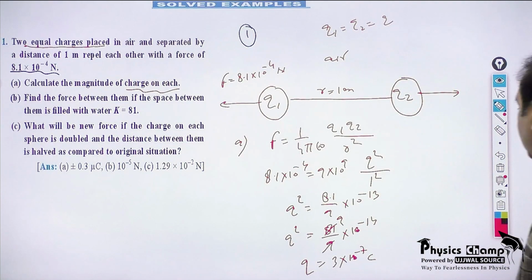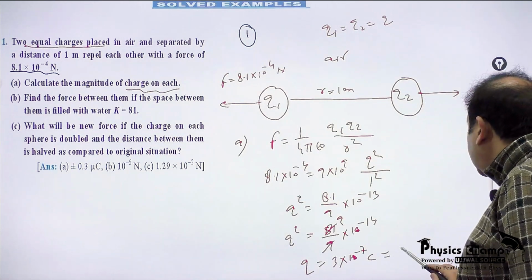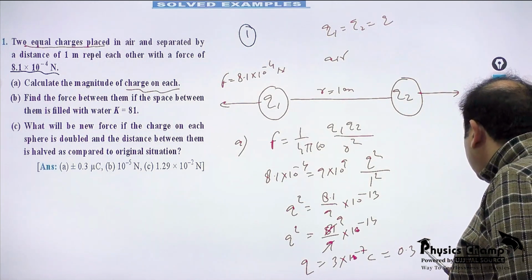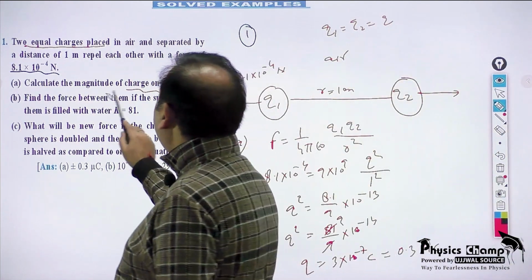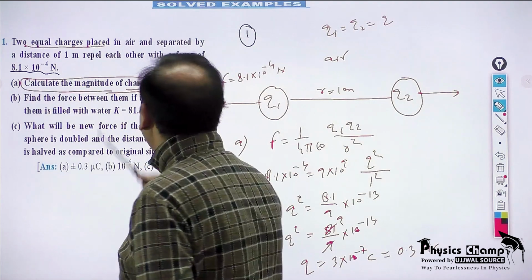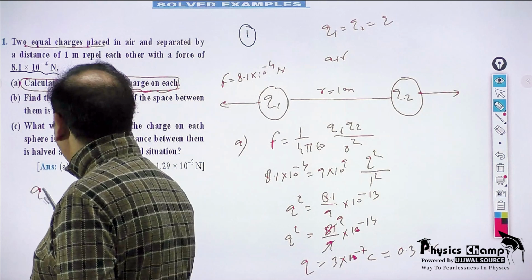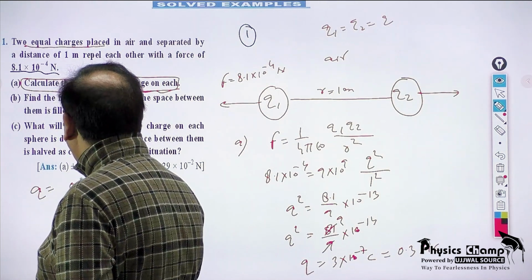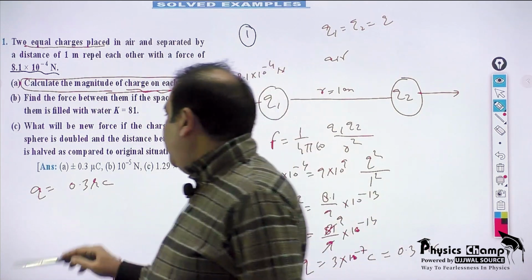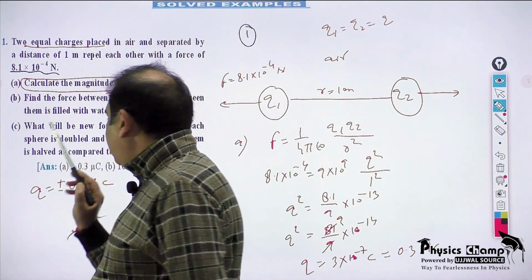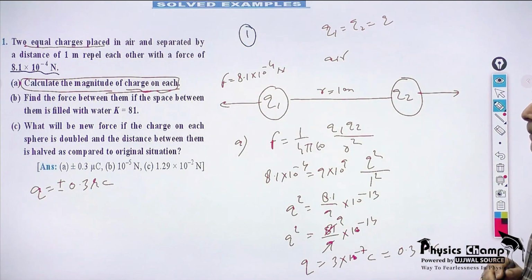So the charge on each of them will be 3 × 10^-7 Coulomb or 0.3 microcoulomb. I want the magnitude of charge on each, so the result is 0.3 microcoulomb. Yes, they are like charges, so it can be a positive 0.3 microcoulomb or a negative 0.3 microcoulomb.